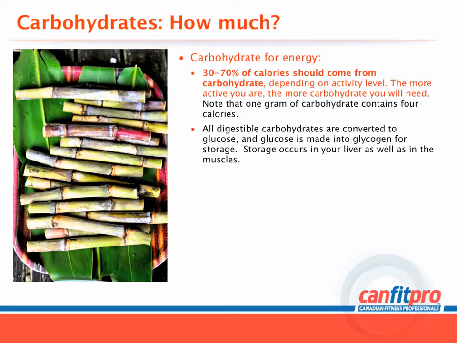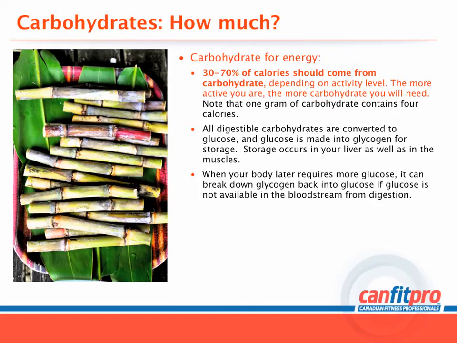All digestible carbohydrates are converted to glucose, and glucose is made into glycogen for storage. Storage occurs in your liver as well as in the muscles. When your body later requires glucose, it can be broken down from glycogen back into glucose if glucose is not available in the bloodstream from digestion.